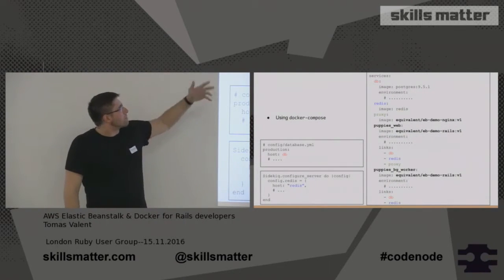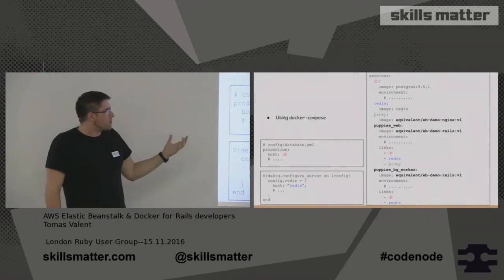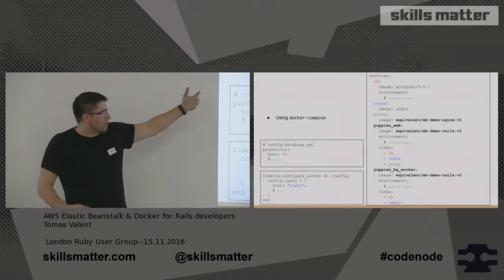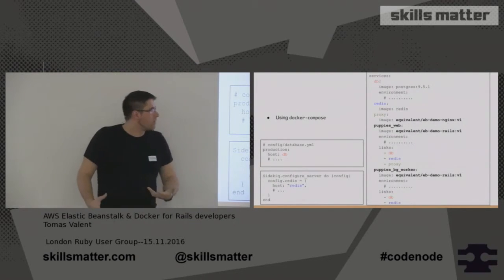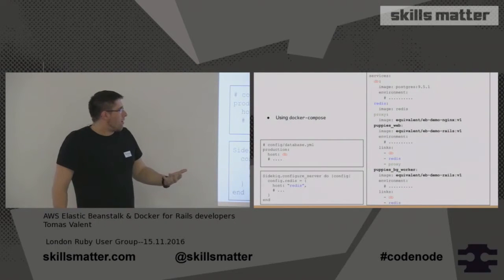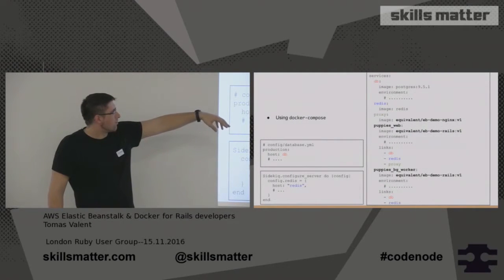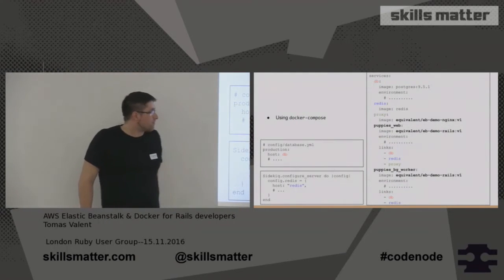So, for example, you can see here we are saying we want a database container from the Postgres image. We want our Redis container to be from a Redis image, proxy container from our custom Nginx image, and puppies web and puppies background worker will be built from our custom Ruby on Rails image. Now, then we're specifying that we want to link database, Redis and proxy containers to the puppies web, and for puppies worker, we just want DB and Redis.